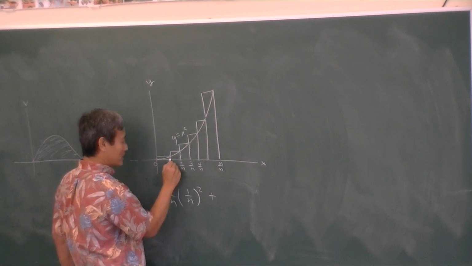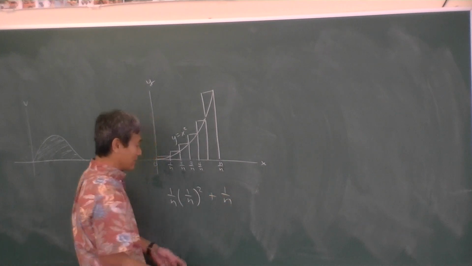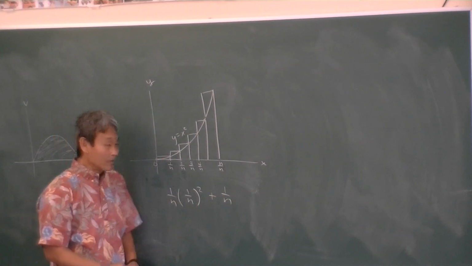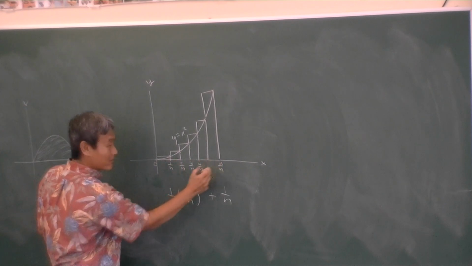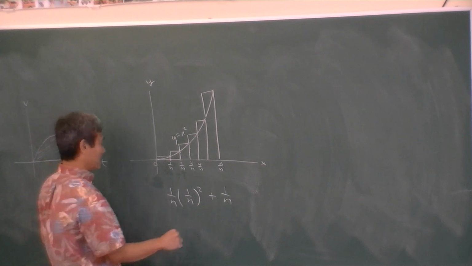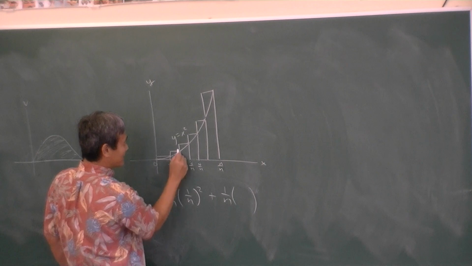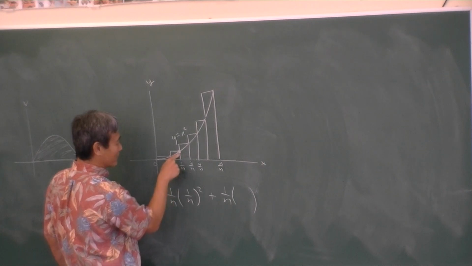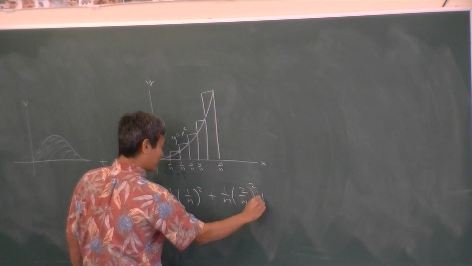Second rectangle. What's the base? See, you guys are better than period 6. You know, period 6 said 2 over n. No, 2 over n would be this. We were just talking about that. All of these are the same, right? They're all 1 over n times the height. Now, isn't the height of the second rectangle simply the y-coordinate of that point? So 2 over n quantity squared.